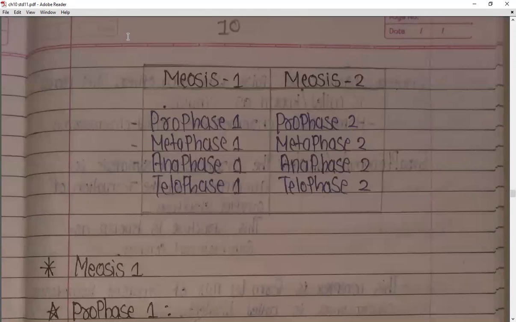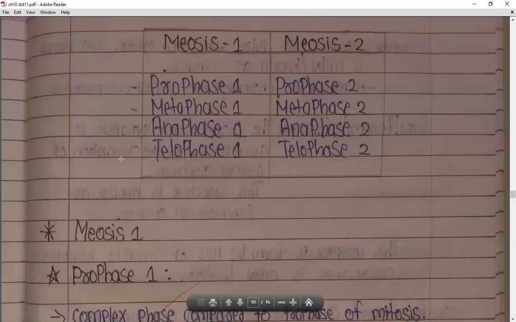So now you can see that in meiosis 1, the phases involved are prophase 1, metaphase 1, anaphase 1, and telophase 1. In the same way, the cycle running in meiosis 2 includes the phases prophase 2, metaphase 2, anaphase 2, and telophase 2.